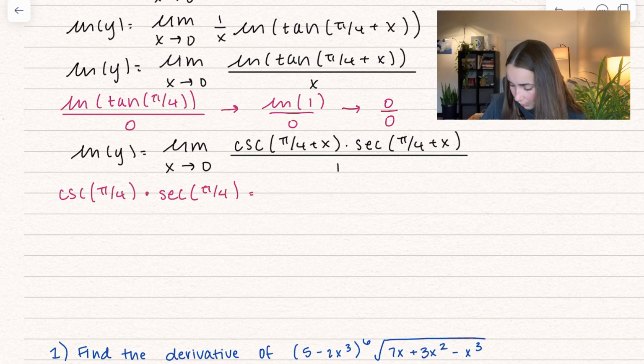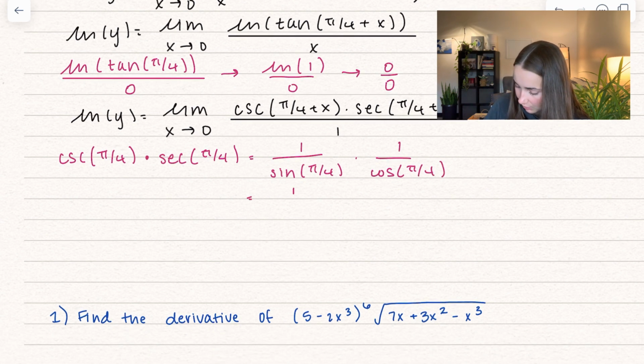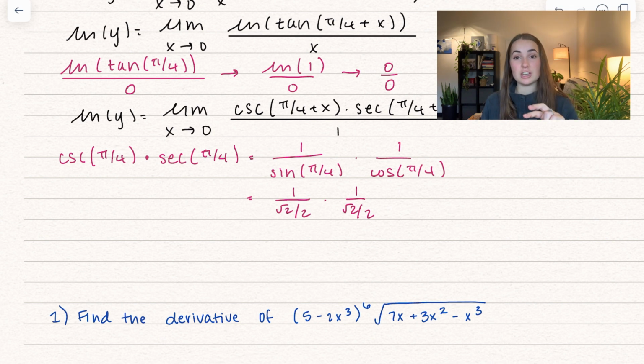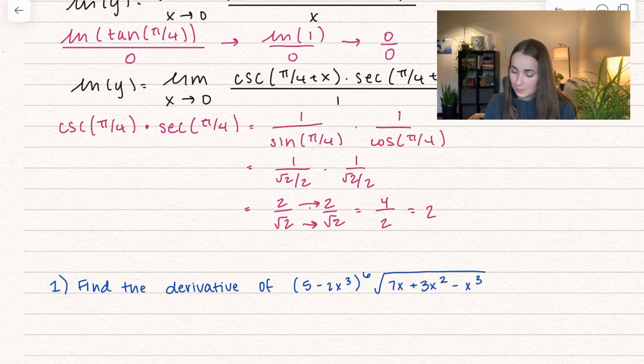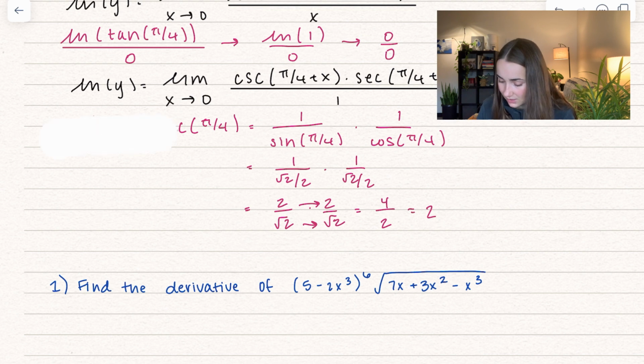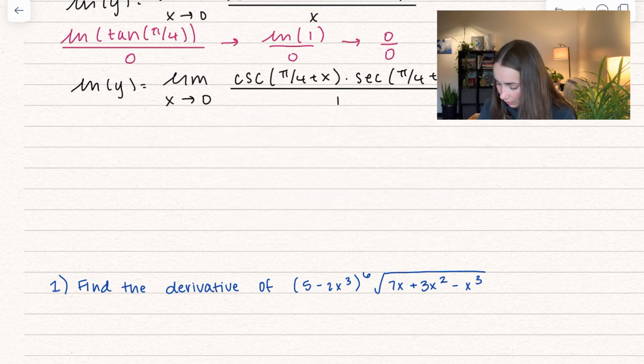if we don't exactly remember our trig, this is going to be 1 over sine of pi over 4 times 1 over cosine of pi over 4. So sine and cosine of pi over 4, they're the same value. So we get 1 over root 2 divided by 2 times 1 over root 2 divided by 2. And like I said, when we have 1 over a fraction, we just flip that fraction. So let's go ahead and do that. That becomes 2 over root 2 times 2 over root 2. When we multiply the numerators across, we get 4. Multiply the denominators, we get 2, which is equal to 2. So when we apply direct substitution, this entire limit is just equal to a value of 2.